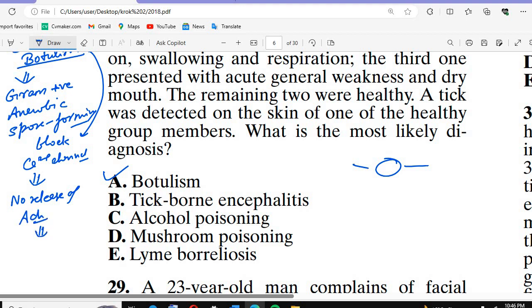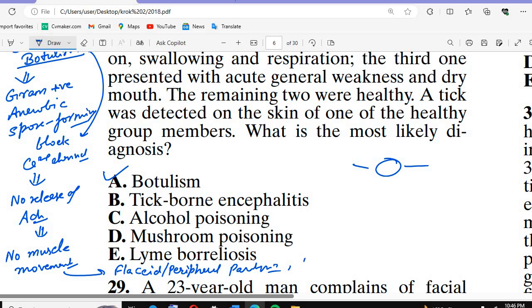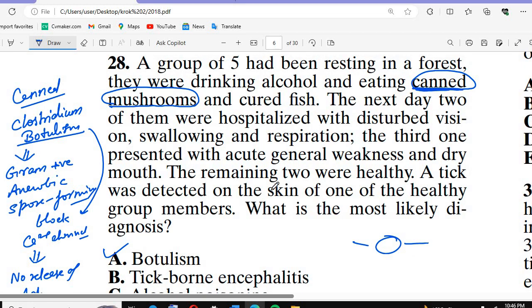If no acetylcholine is released, and we know acetylcholine is the parasympathetic neurotransmitter, there will be no muscle movement. In these cases patients can have flaccid paralysis, which we discussed is a peripheral paralysis. There are problems in swallowing because the parasympathetic function is affected, and diplopia, double vision, can also be seen. So there are swallowing problems, disturbed vision, weakness and dry mouth.